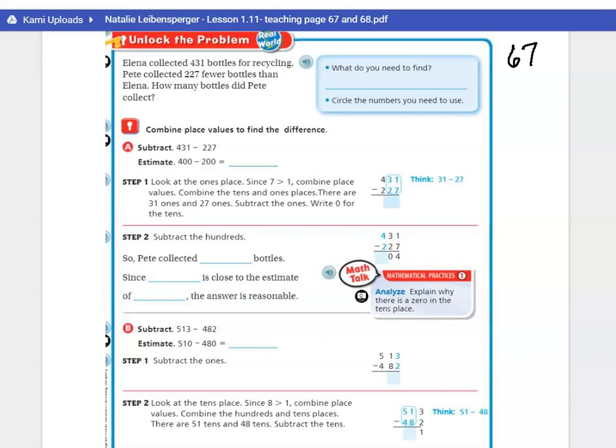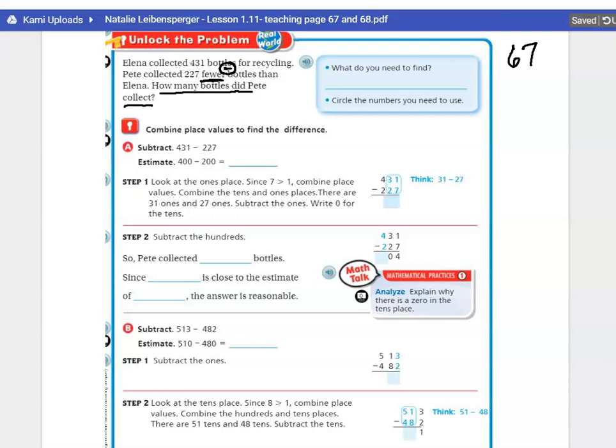So I'm going to underline my question of what I'm trying to figure out. I need to figure out the difference here to see how many he collected, because I know he collected fewer, 227 bottles fewer than Elena. Whenever I see fewer, I think, oh, that's subtraction. I'm just going to put a little subtraction symbol there to remind me. I'm thinking this is just going to be one step because I have two numbers here, I saw that word fewer, and I know that I'm finding the difference and there's no other step that I need to take.